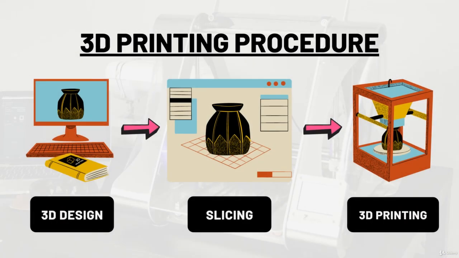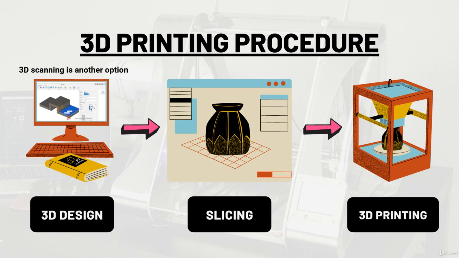The entire 3D printing technology can be divided into three steps: 3D design, slicing, and 3D printing. The 3D digital model is the starting point for any 3D printing process. This digital model can be created using various 3D design software like Fusion 360 and SolidWorks, or can also be created using 3D scanning.